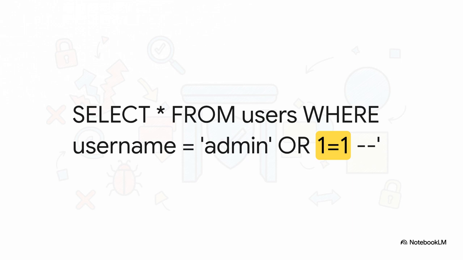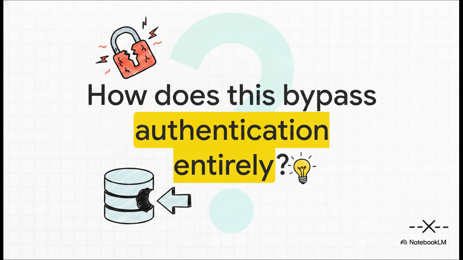An attacker doesn't put in a normal username. No, instead, they inject a malicious SQL statement right into the input field. They type admin or 1 = 1 followed by 2 dashes. Your application, lacking input validation, just takes that raw text and drops it straight into the database query. So, the million-dollar question: how exactly does this weird string of text bypass the entire login system?